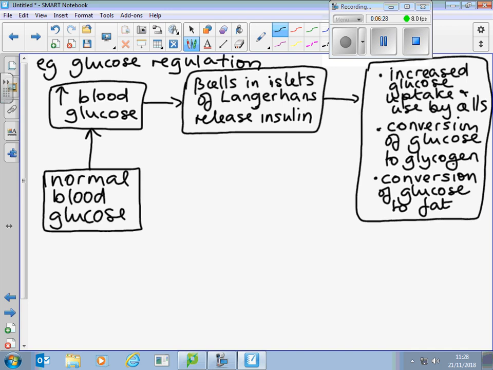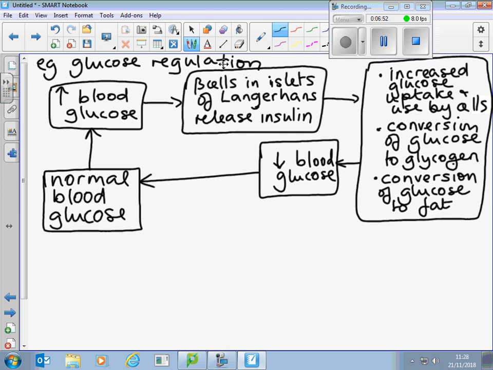And all of those things will reduce the blood glucose and take it back to normal. I've hardly left myself enough space there. But the effect here then is that we get reduced blood glucose, and that takes us back to normal.